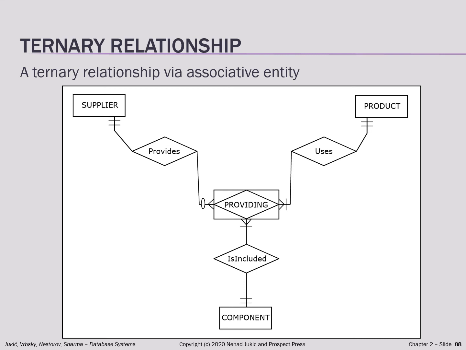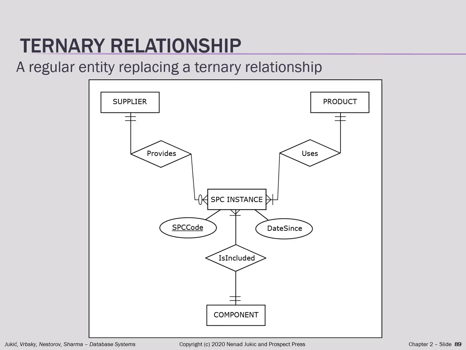Here's a trick to avoid ternary relationships altogether. If we're able to add a unique attribute to the ternary relationship, we can convert it into an entity, as is shown here. Ternary relationship providing is now replaced by a regular entity SPC instance, meaning supplier product component provision instance. And we also invented this unique attribute which we call SPC code, which simply gives a unique attribute to every separate occurrence of a supplier supplying a product with a component.